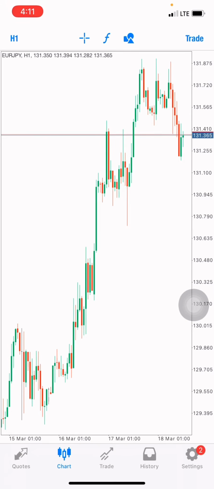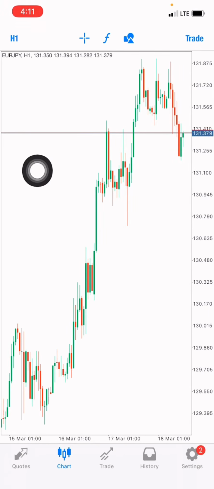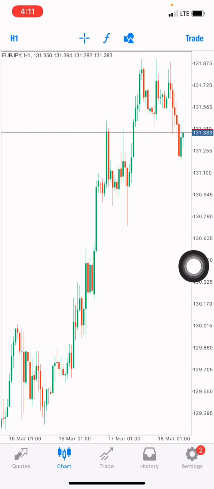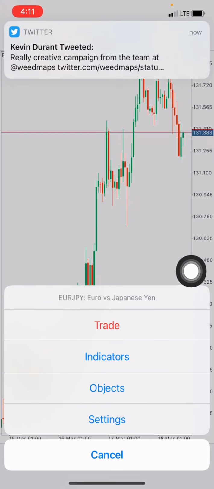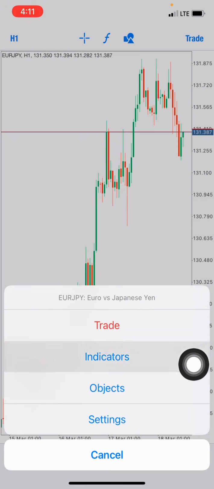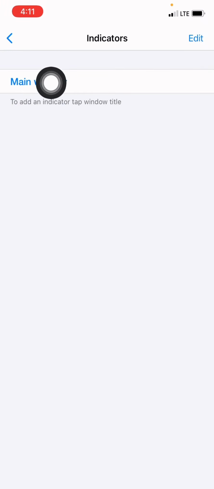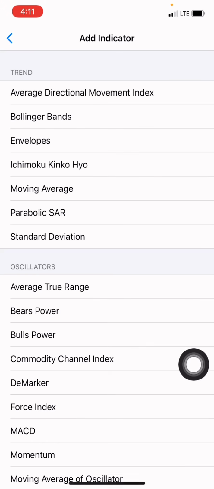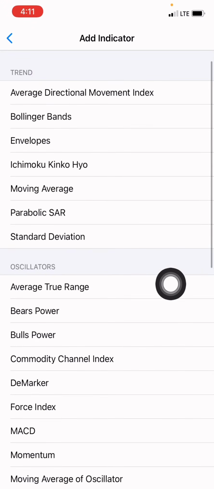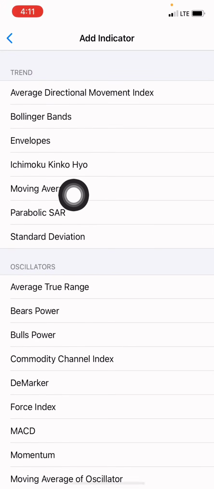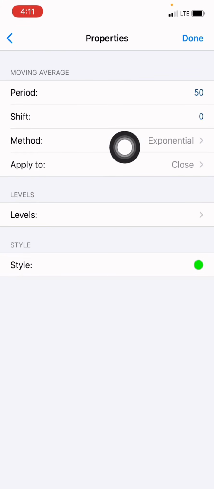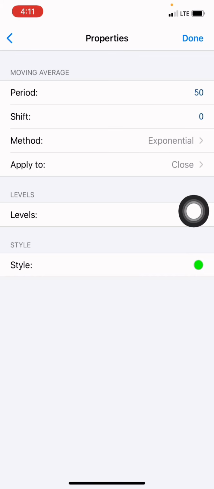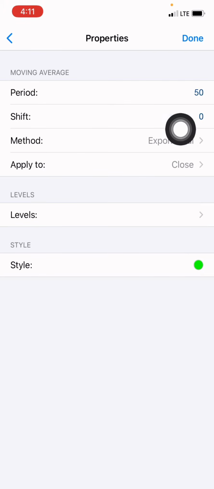So the first thing you want to do is apply moving average. We just tap anywhere on this screen, then choose indicators, then choose main window. On the main window we shall have all the indicators. Then what we want is just moving average. We tap moving average, then these are its settings. Each indicator has settings, so we have to set them up. These are the defaults.